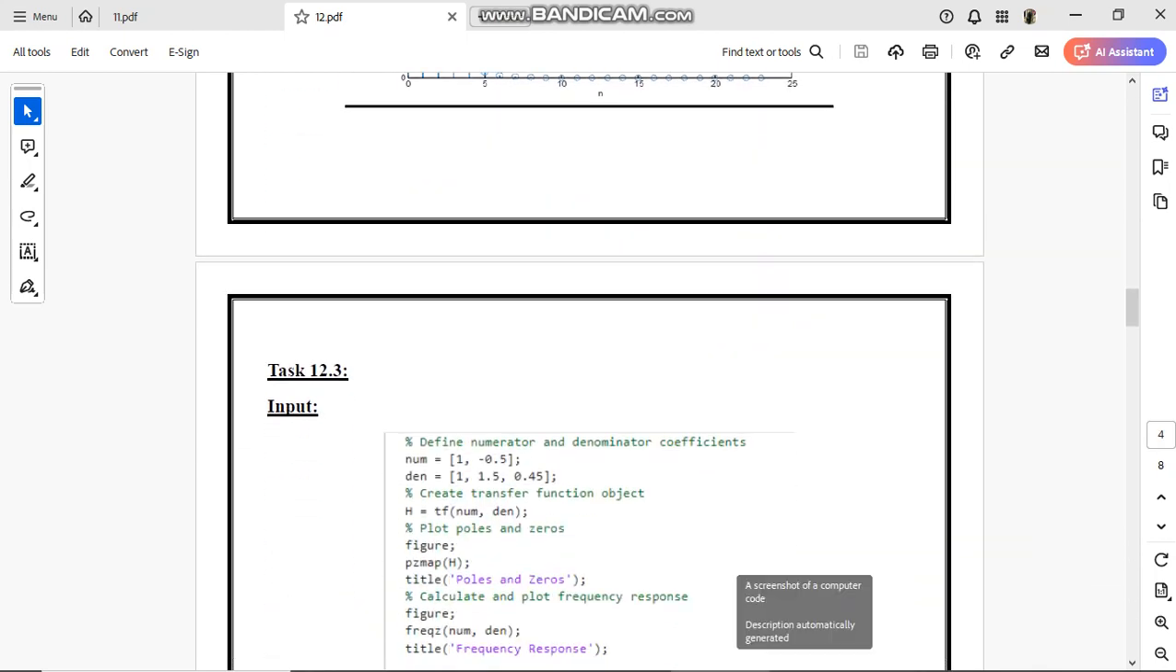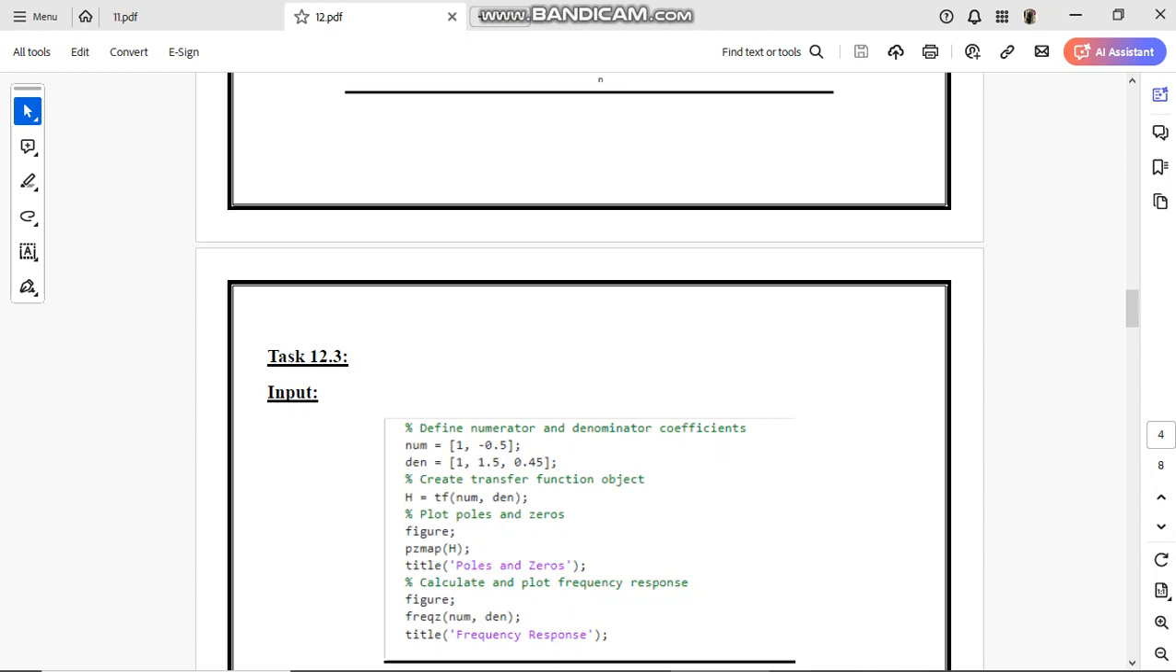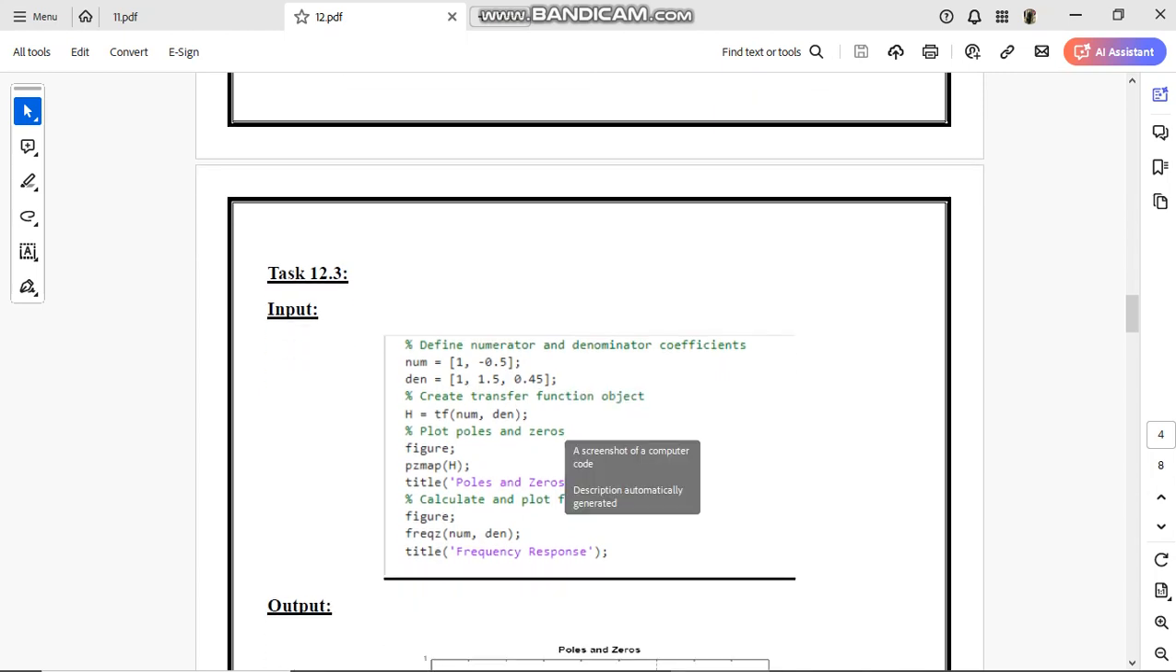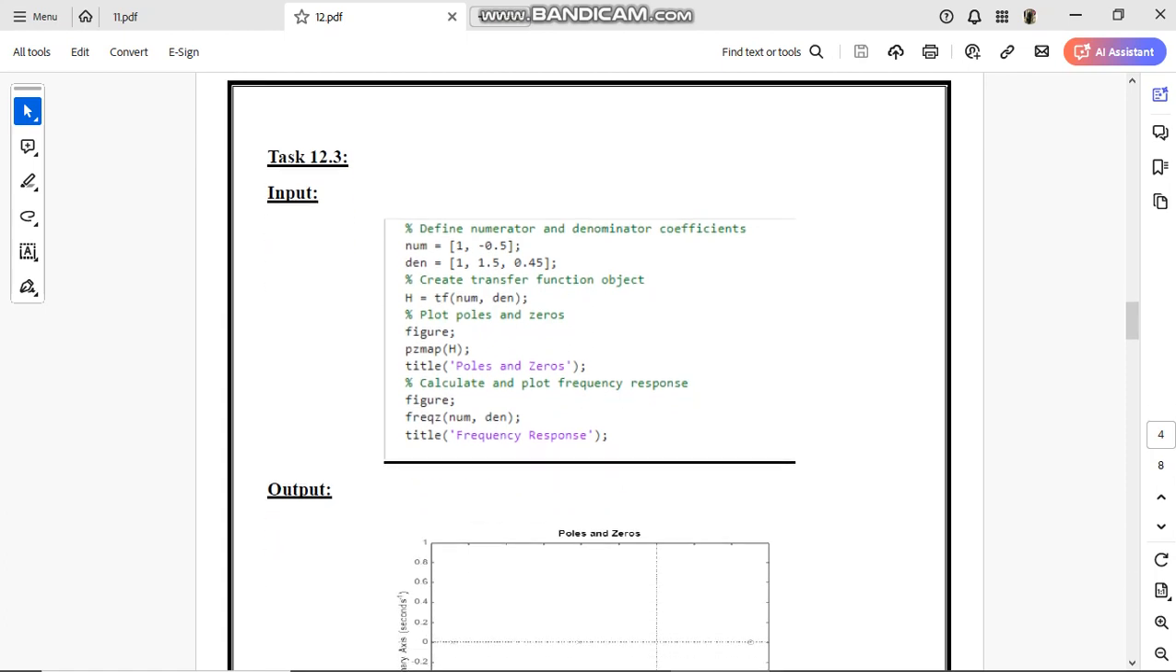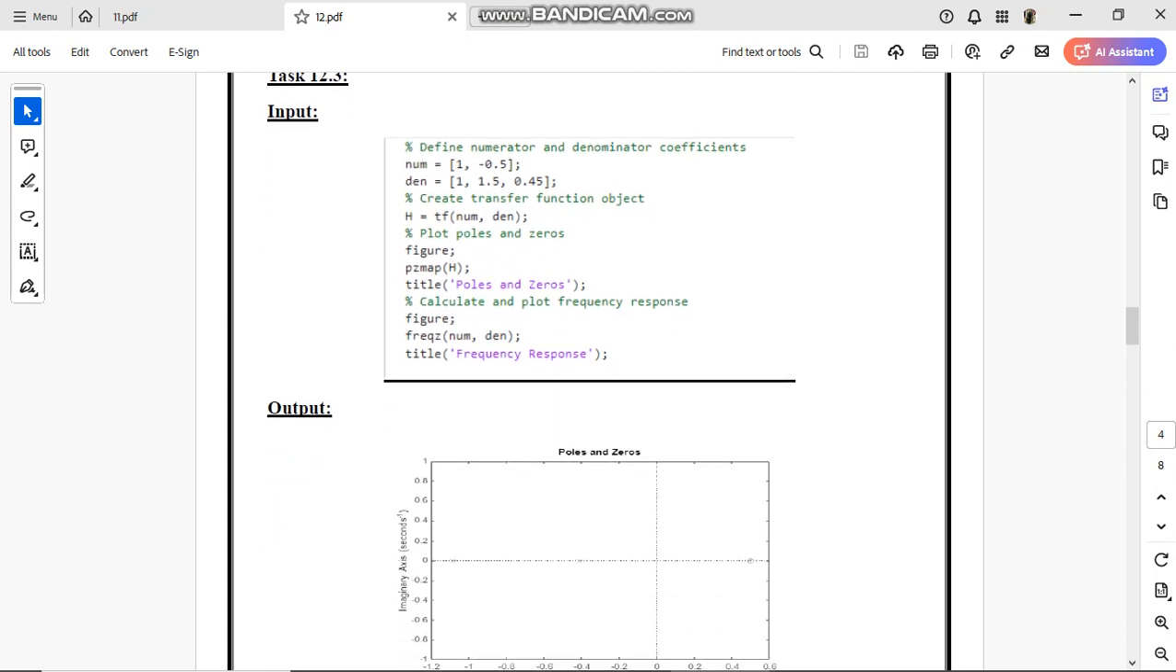Moving on to task 12.3. First of all, I defined the numerator and denominator coefficients, where the numerator is 1 and minus 0.5 and the denominator is 1.5 and 0.45. Then I created a transfer function object, then plotted poles and zeros, and then calculated and plotted the frequency response. The title is frequency response.